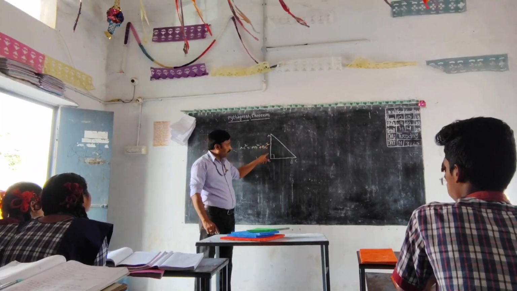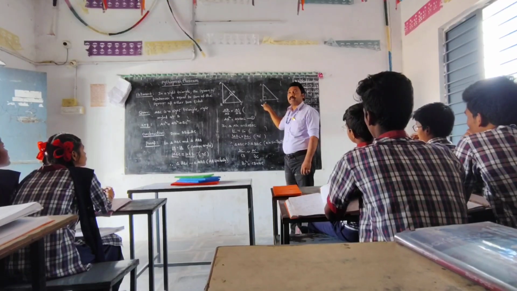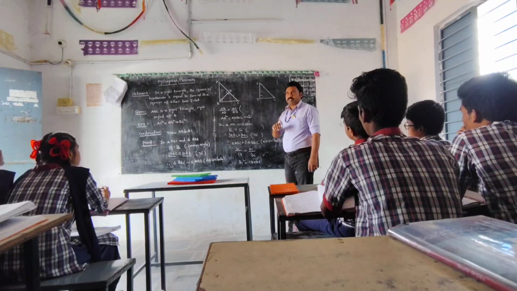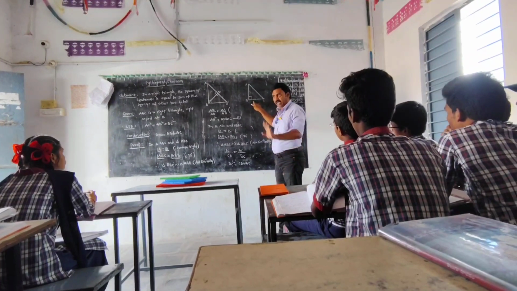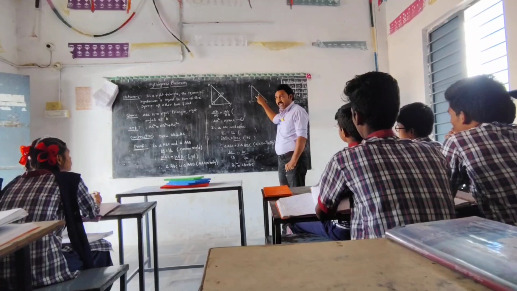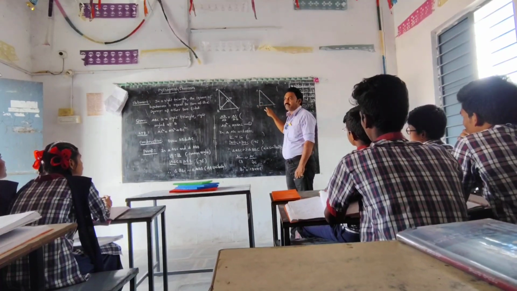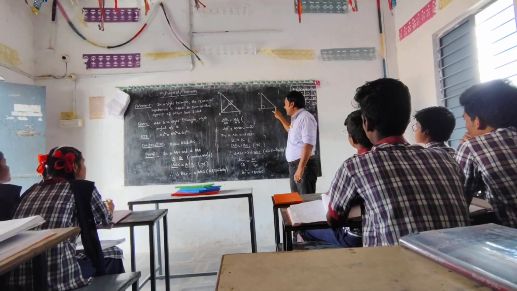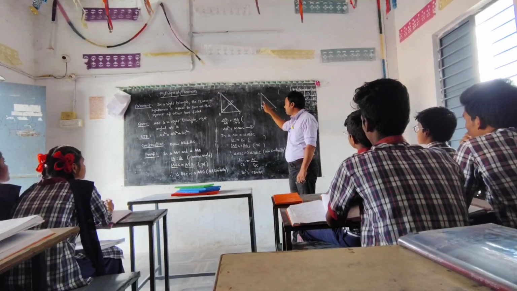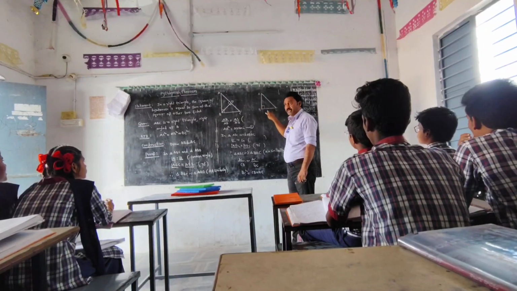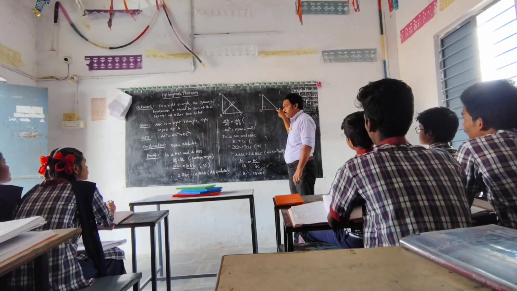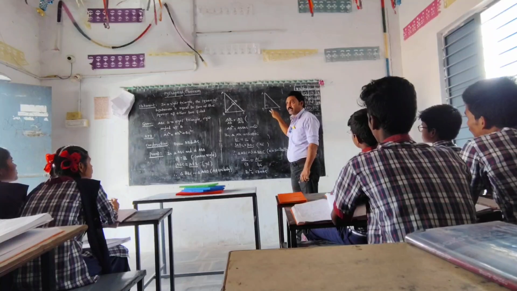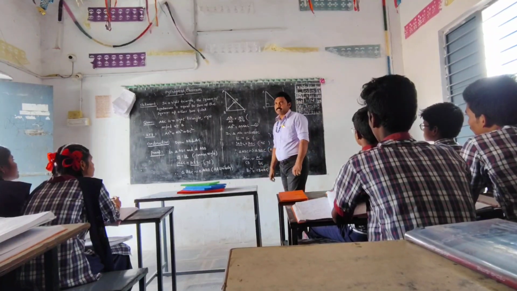Once again, that is the Pythagoras theorem statement. In a right angle triangle, the square of the hypotenuse is equal to the sum of the squares of the other two sides. So in triangle ABC, the hypotenuse AC square is equal to AB square plus BC square. This is called the Pythagoras theorem.